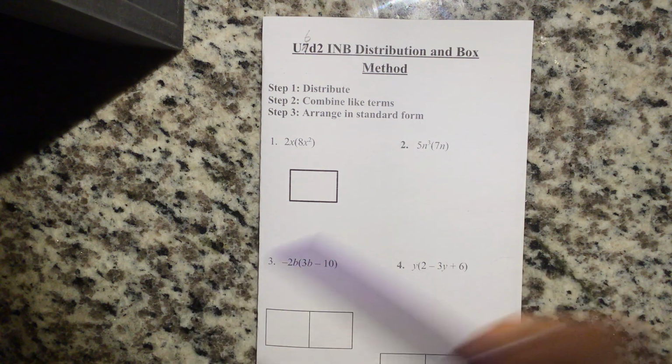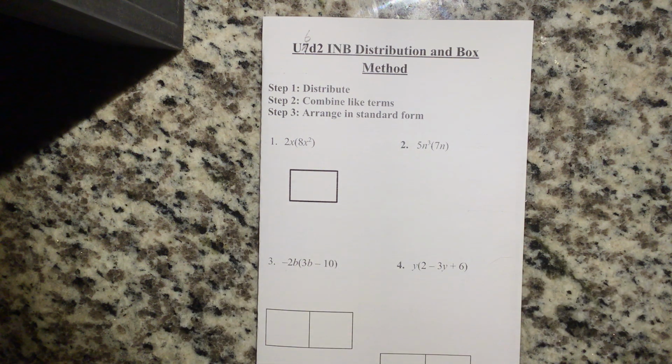Just like everything that we do, there are a few steps. First step is we're going to distribute. Second step, combine like terms. Third, arrange in standard form. Some problems will need all three steps, but some problems I may only need to do one or two steps. It depends on the problem. So let's look at number one.